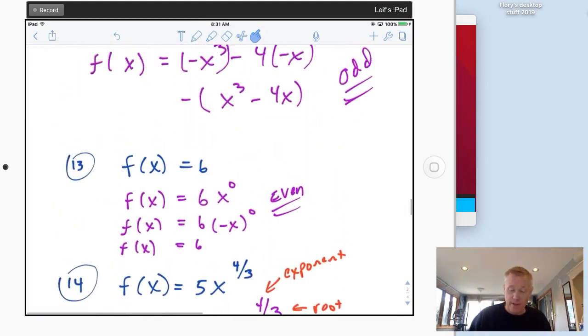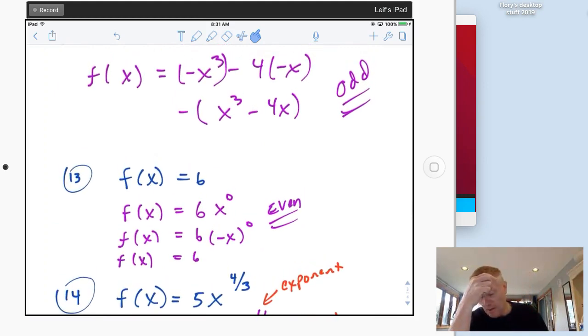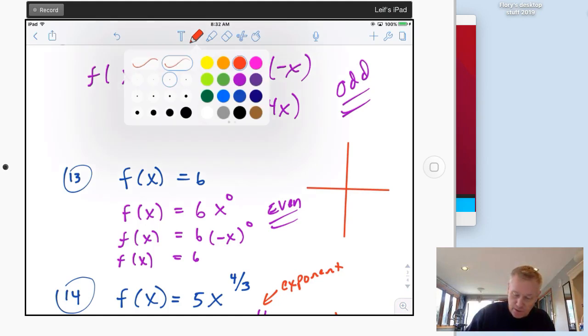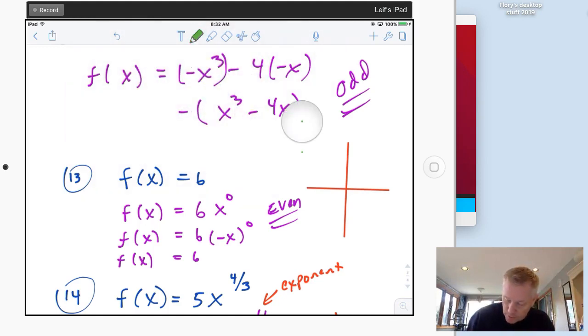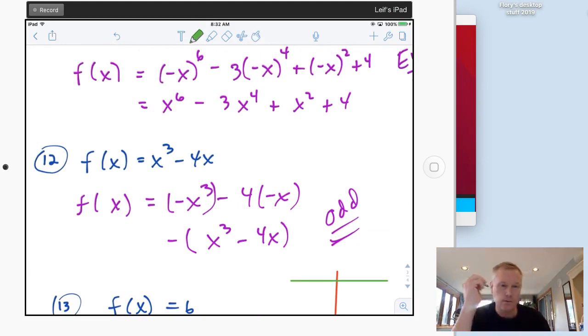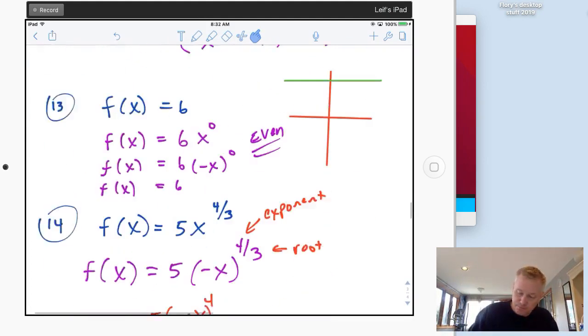These are all functions so far. They would all pass a vertical line test. This one here was the tricky one, because remember, this would be a horizontal line going through 6 up here, so it would pass the vertical line test. With x to the 3rd, there's nothing I can't plug in for x, so it is a function. All of these are so far. You'll have to take my word on the x to the 6th one.